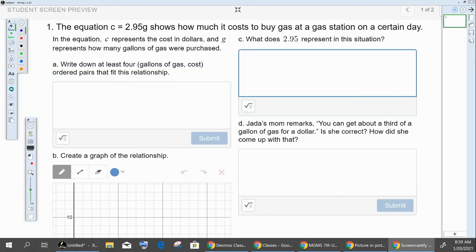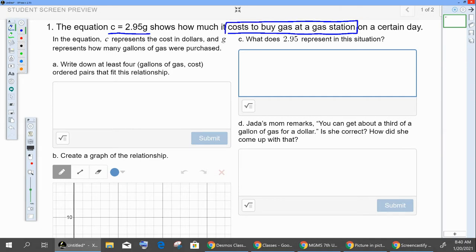Okay, so this is the quiz we had last week, and a lot of kids asked me about how to think about it or explain it, and so I'm here to do that now. So basically, this is all about an equation, C equals 2.59 G. It shows how much it costs to buy gas at a gas station on a certain day. Okay, this is the key here.